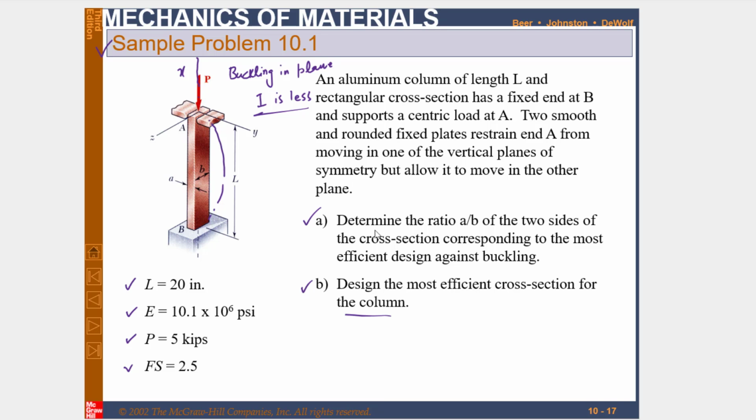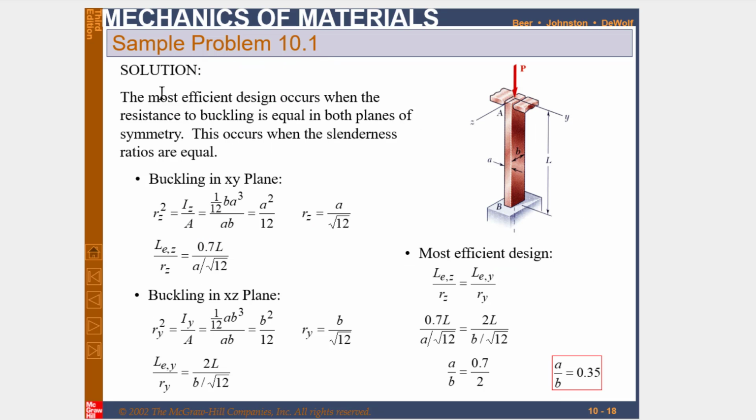We have been asked to determine the ratio A/B of the two-sided cross section corresponding to the most efficient design against buckling. The most efficient design is only possible when the slenderness ratio in the xz plane is equal to the slenderness ratio in the xy plane. So we will use this criterion and solve this problem. The most efficient design occurs when the resistance to buckling is equal in both planes of symmetry.